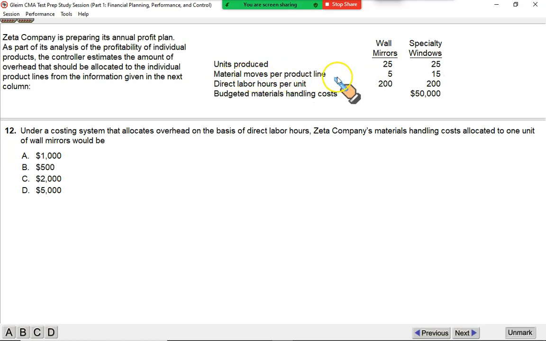Material moves per product line: there are 5 moves for wall mirror and 15 moves for specialty window, which means it takes more effort, 15 moves versus just 5 moves. Direct labor hours: 200 hours for wall mirror and 200 hours for specialty window. Budgeted material handling cost, just a single cost pool, is $50,000. Under a traditional costing system that allocates overheads on the basis of direct labor hours, Zeta Company's material handling cost allocated to 1 unit of wall mirror would be?